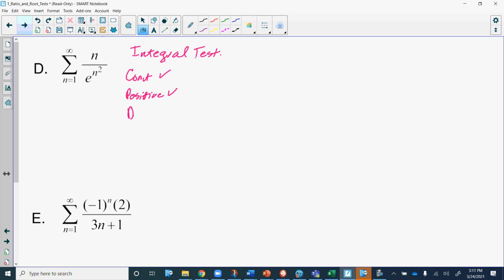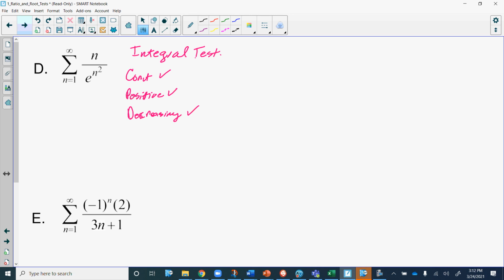And overall, is the series decreasing? As n gets bigger, the denominator is going to grow at a much quicker rate than the numerator will. So a larger denominator ultimately makes the value of the fraction drop, so it is going to be decreasing. That means we get to use the integral test here. So let's see what we're going to end up with.